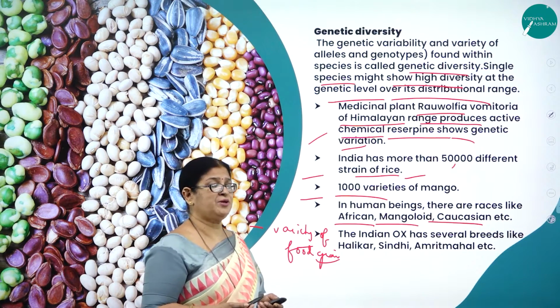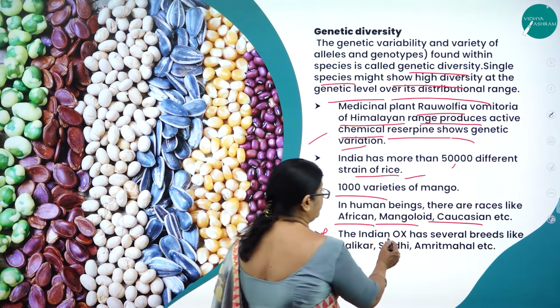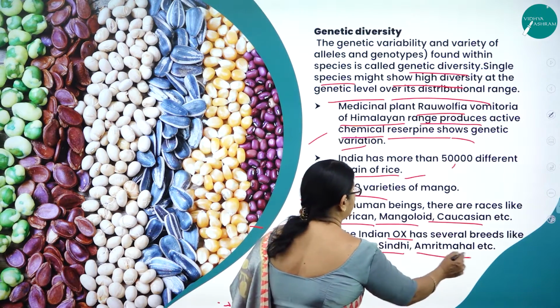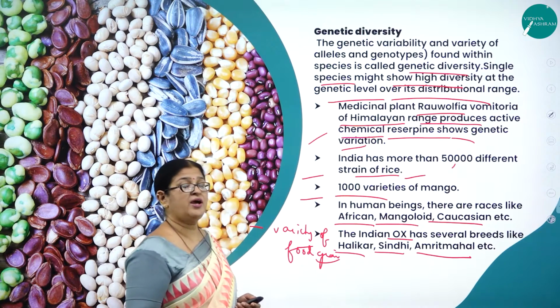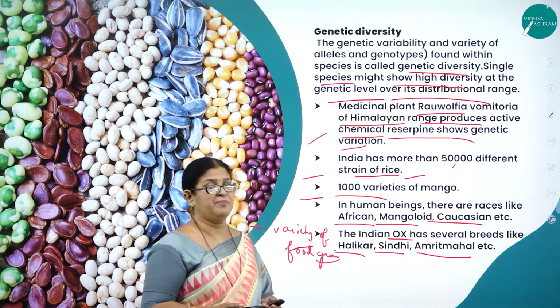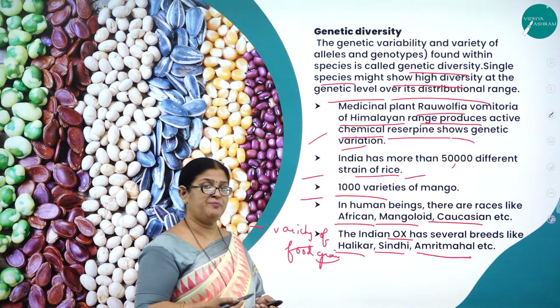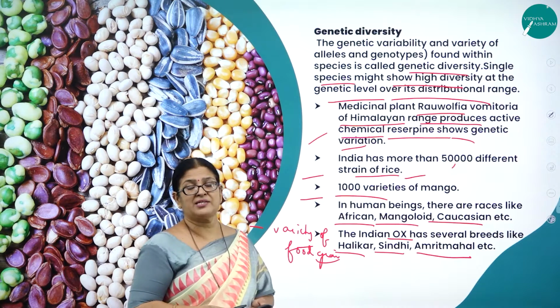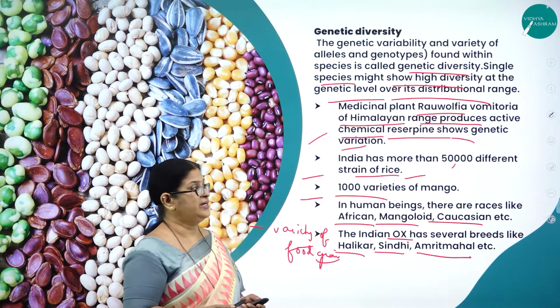Then, for example, in the Indian ox there are several breeds like Hallikar, Sindhi, Amrit Mahal, etc., which are bred for various purposes, maybe for the milch purpose, that is the milch breed, or maybe for the draught breed. So all these are the classical examples for genetic diversity.